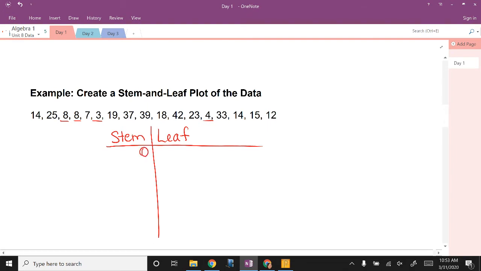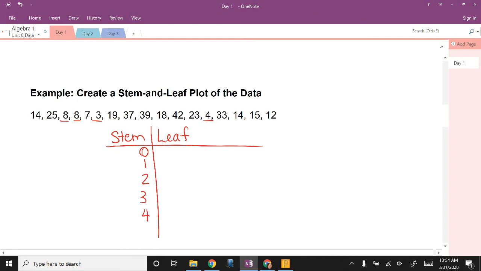All right, and then I have some teens, so there's 1. Then I have some numbers in the 20s. Then I have some numbers in the 30s, and I think I have a number in the 40s. So those are my stems, 0, 1, 2, 3, and 4, because my numbers range from the single digits to the 40s. Okay, so your stems are going to be your highest place value. So your least will be your second highest. So I've already underlined all of my single digits, I believe.